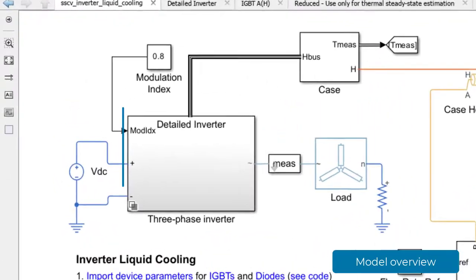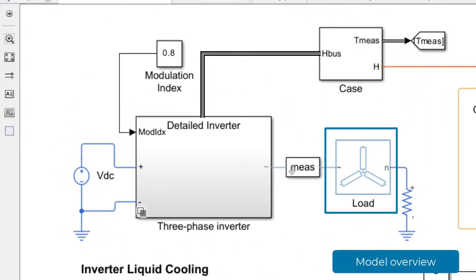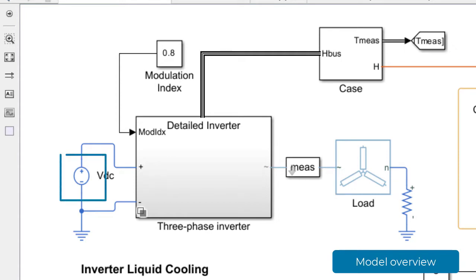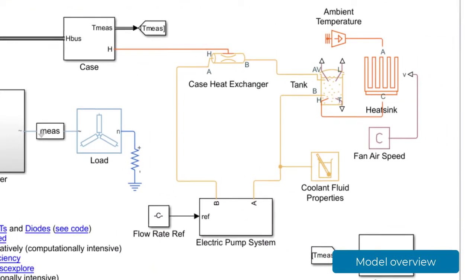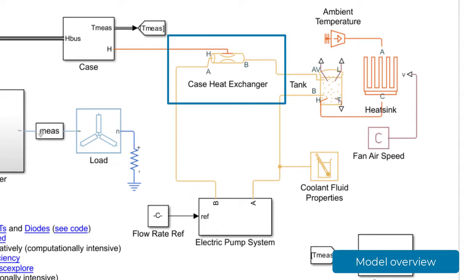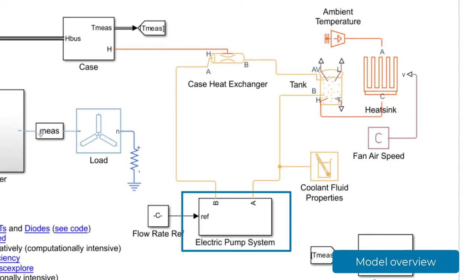We have a three-phase inverter driving a 30 kW load. The inverter converts the DC power from the high-voltage battery into three-phase AC power. Conduction losses, switching losses, and reverse recovery losses from the IGBTs and body diodes generate heat in the case. The case contains a heat exchanger. Liquid coolant flows through the heat exchanger thanks to an electric pump system, absorbing the heat.